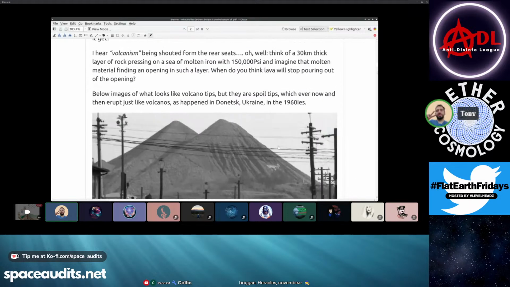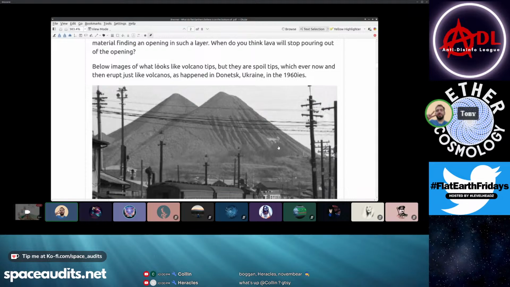I hear volcanism being shouted from the rear seats. Oh well, think of a 30-kilometer thick layer of rock pressing onto a sea of molten iron with 150,000 psi, and imagine that molten material finding an opening in such a layer. What do you think? When do you think the lava will stop pouring out of the opening?